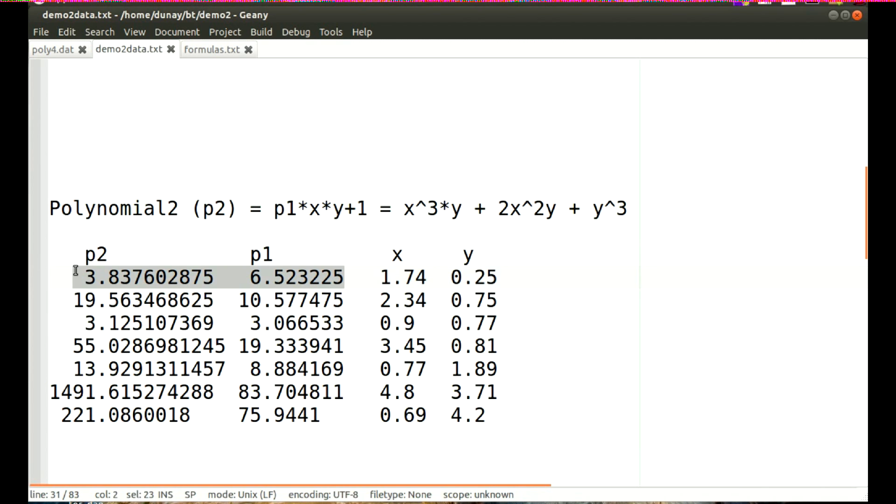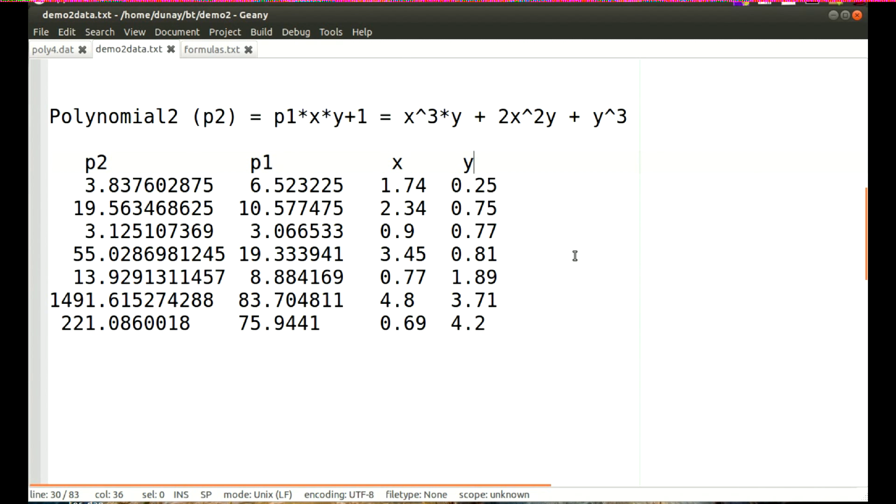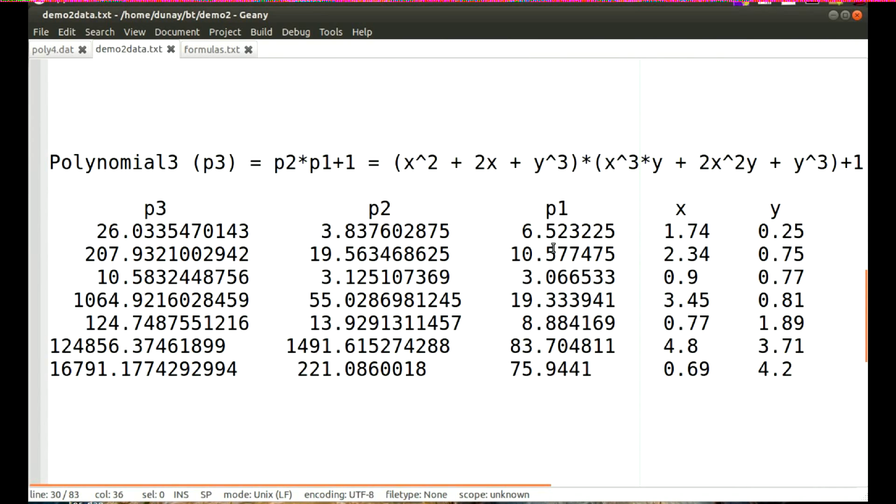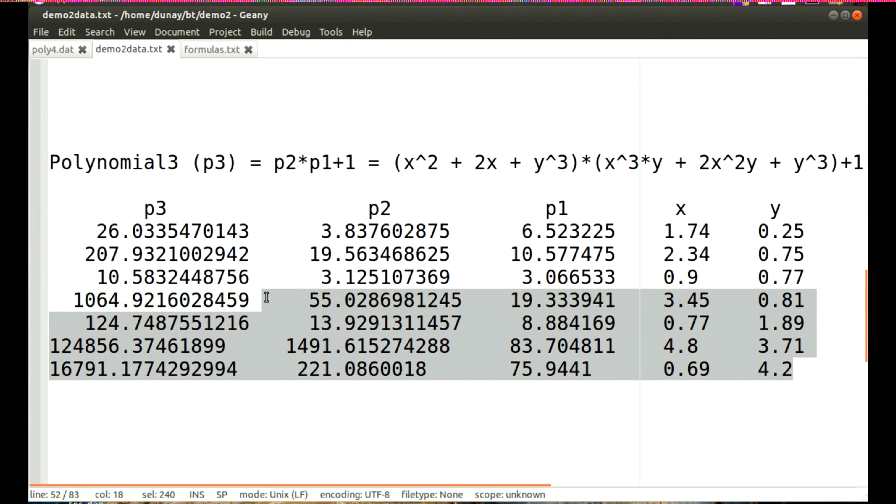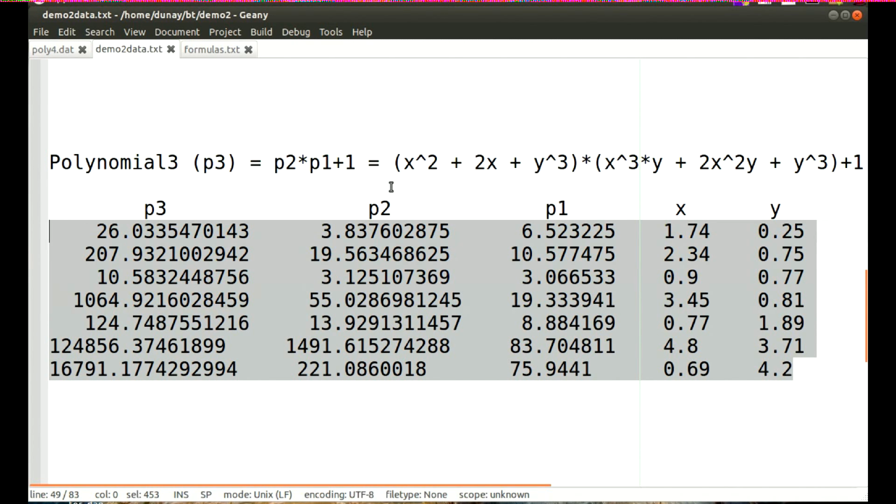Finally, let's generate some more training data by combining the first two polynomials. P3 equals P2 times P1 plus 1. In other words, the quantity x squared plus 2x plus y cubed times the quantity x cubed y plus 2x squared y plus y cubed plus 1. Now we see the three outputs and the two inputs. Although it's easy to generate this data, you can see how difficult it might be to reverse the process.